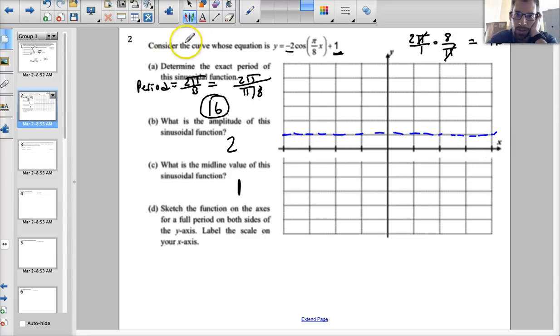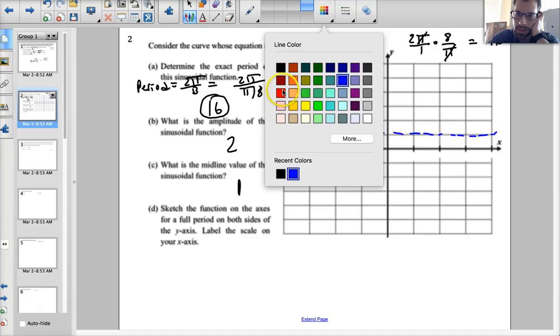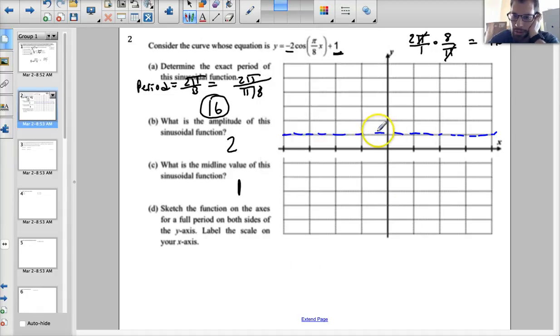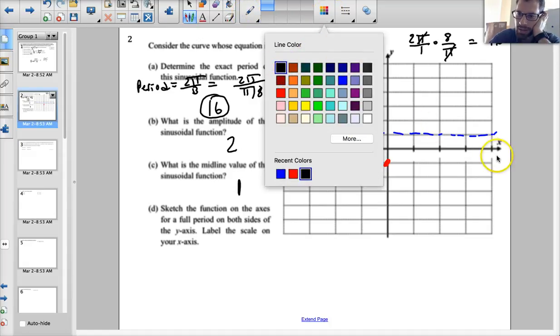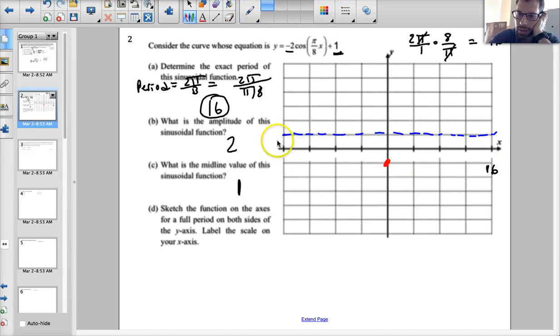And then I know because it's cosine, it's going to go down below the midline to start because I've got this negative 2. So I'll do this in red. So I know my first value is going to be 2 units below the midline. I know my period is 16, so I'm going to make it easy and graph one period. So I'm going to say that this is 16 over here, and this is negative 16 over here. That means that this is going to be 8. This is going to be negative 8.